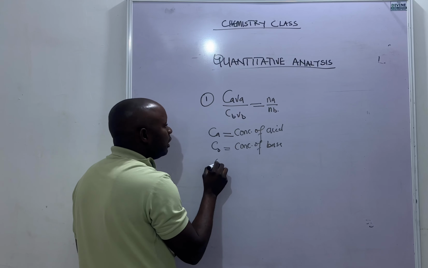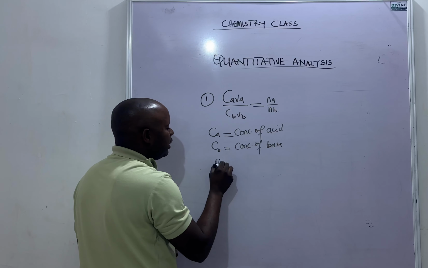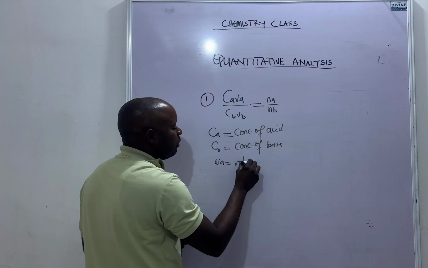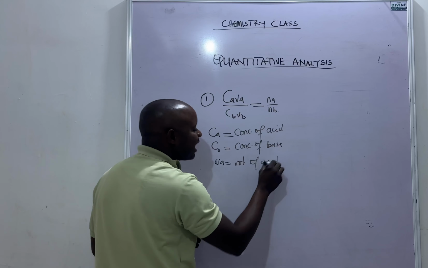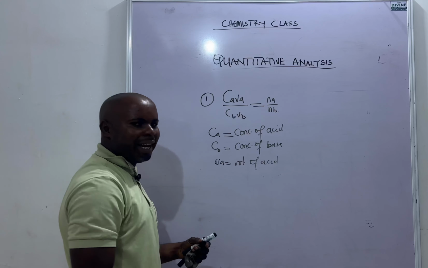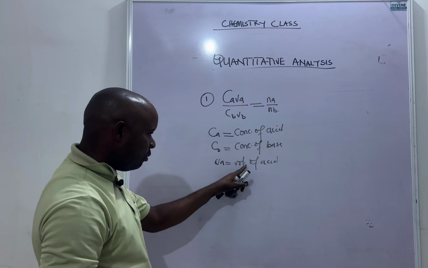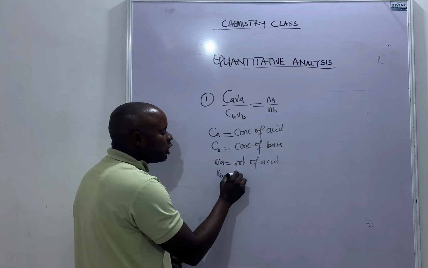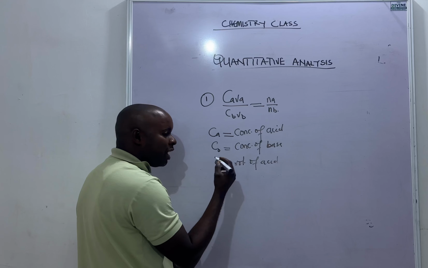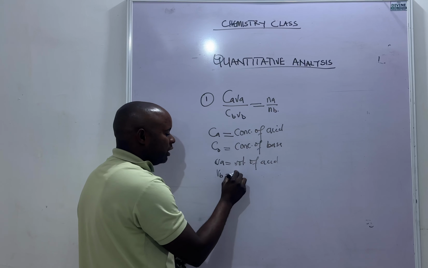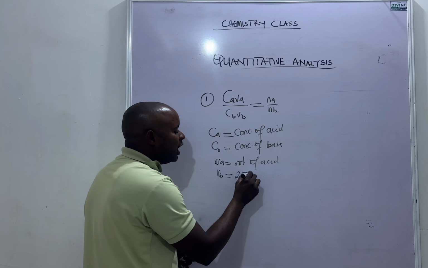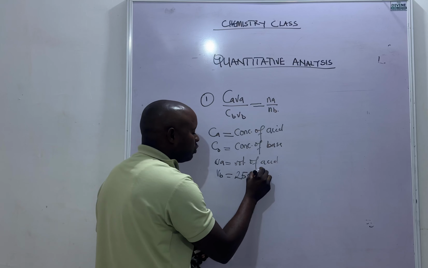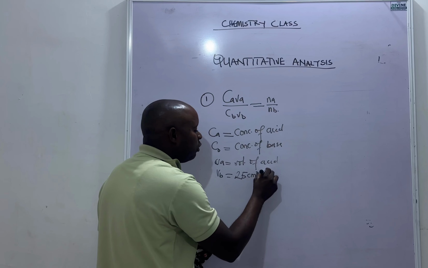VA is the volume of acid. That is the titer value you got at your table at the end of it. So VB is your pipette value, which is why you must know the volume of your pipette. In this case, we use 25 cm cube. That is the volume of base.